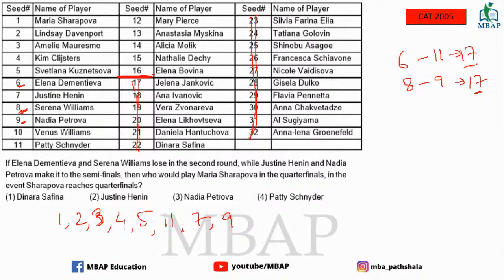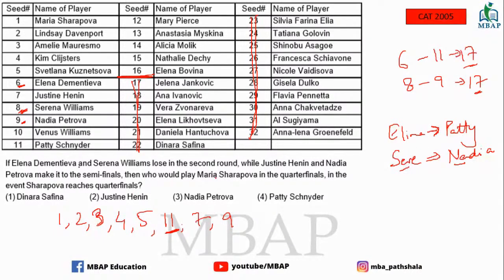So understand, guys, what we are doing here: henceforth, wherever it used to be Elena, who is going to replace Elena? Elena is going to be replaced by the 11th ranked player, which is Patty, because of the upset. Again, in case of Serena, who's going to be there? In case of Serena, Nadia is going to be there, understand? Otherwise everything remains the same.